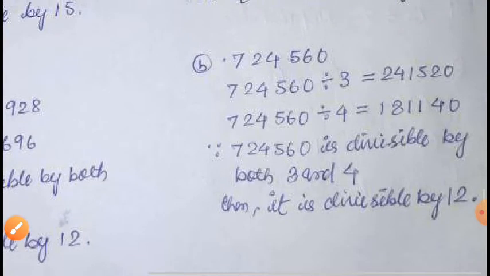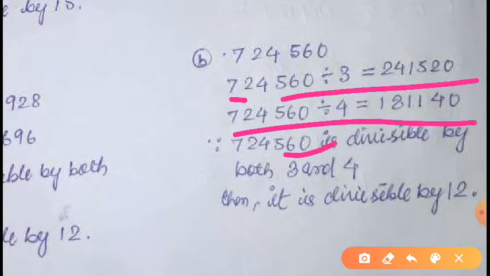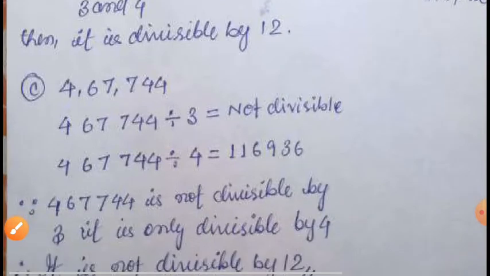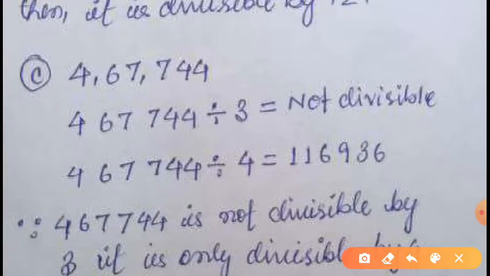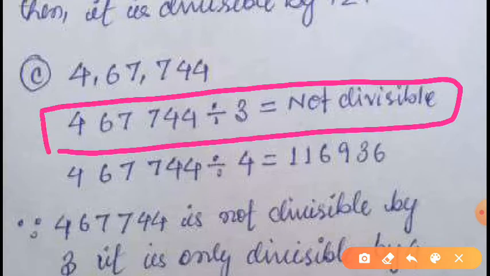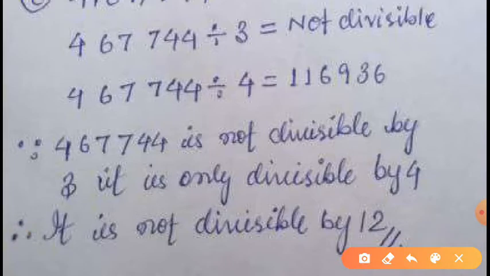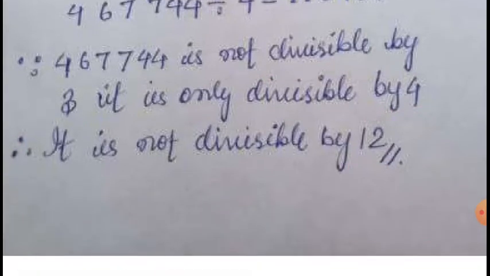Now for number B, you can see here 74724560. It is divisible by both 3 and 4, so it is divisible by 12 also. Next, in this question 467744 is not divisible by 3, it will leave a remainder. But 4 is divisible with this number. Since 3 is not divisible with this number but 4 is, the number is not divisible by 12.